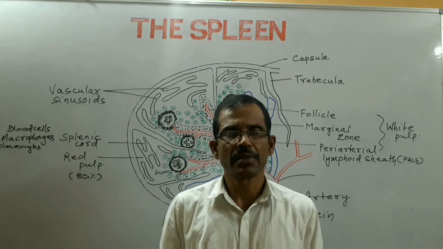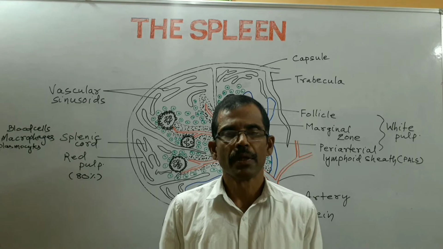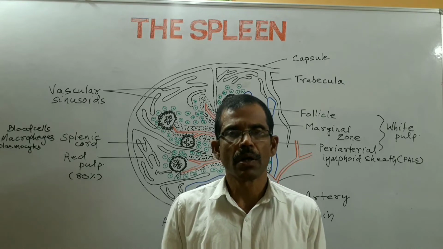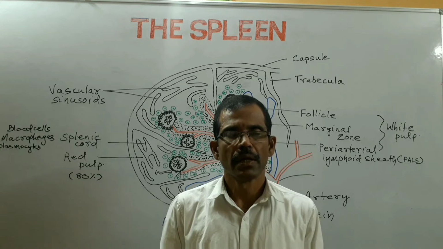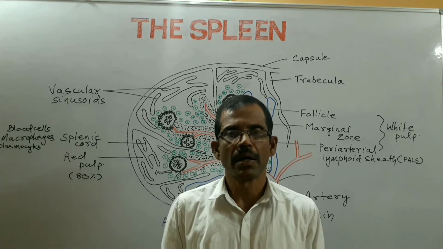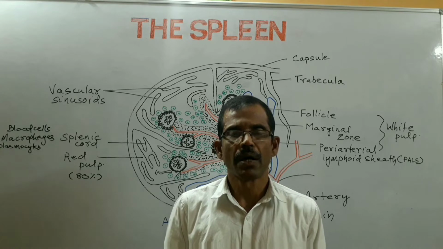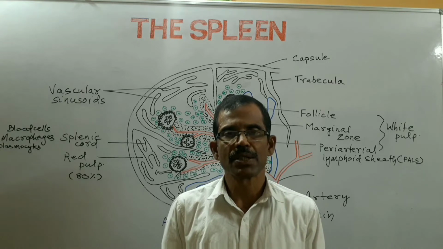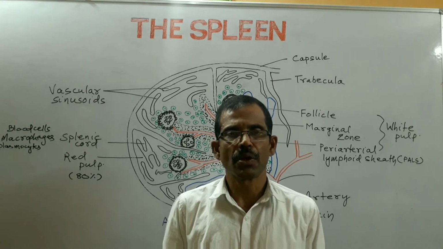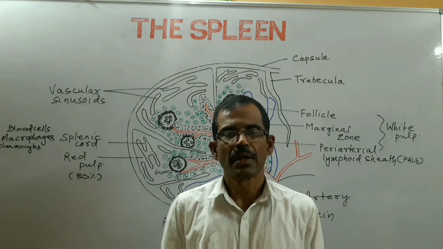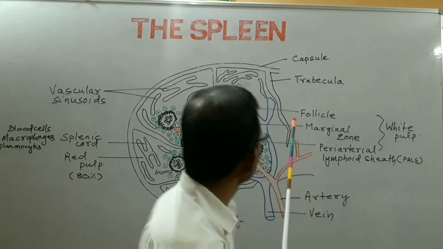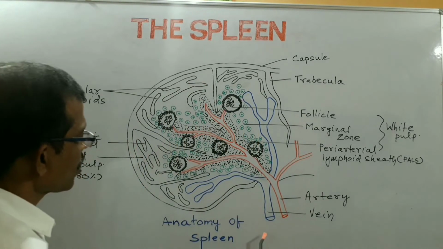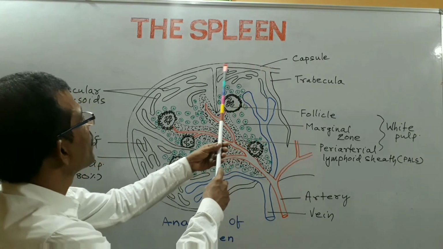Today we shall discuss the structure of the spleen. The spleen is the largest lymphoid organ in our body. It is an intraperitoneal organ, that means all of its surface except the hilum is covered by a layer of visceral peritoneum. Underneath the peritoneum there is a capsule that covers the spleen. The capsule consists of fibroelastic connective tissue. This diagram explains the internal structure of the spleen, and this is the capsule.